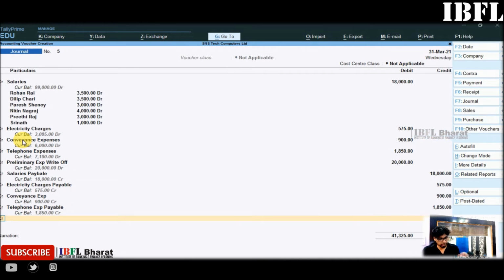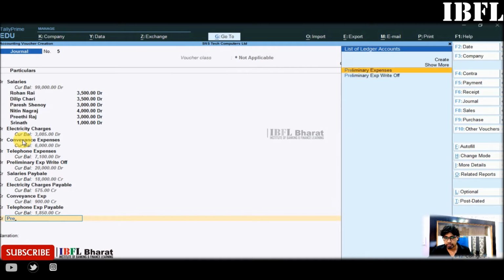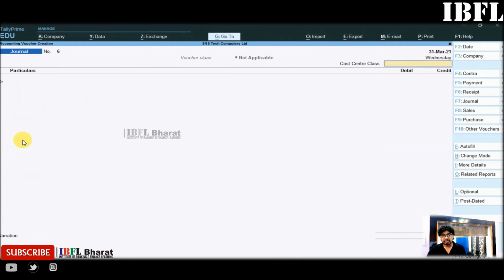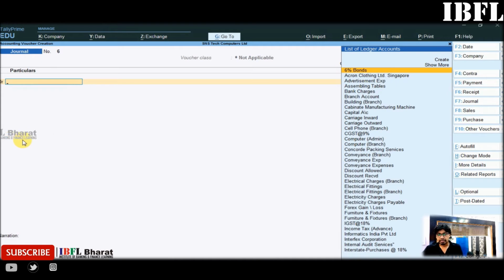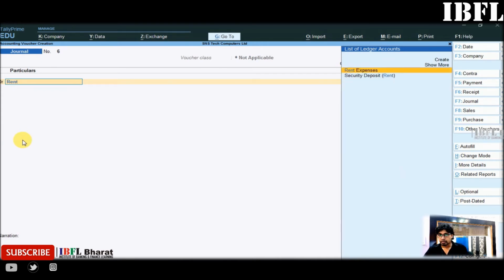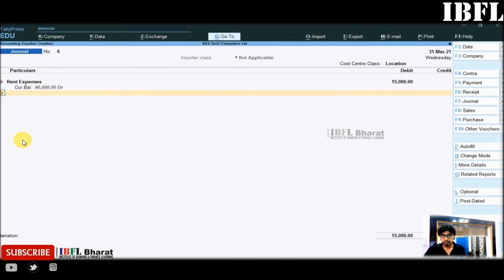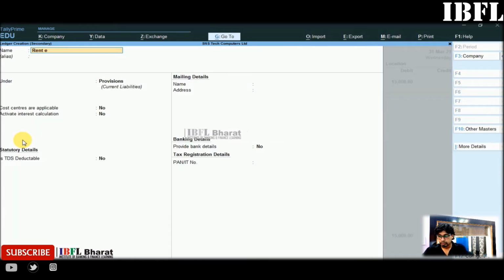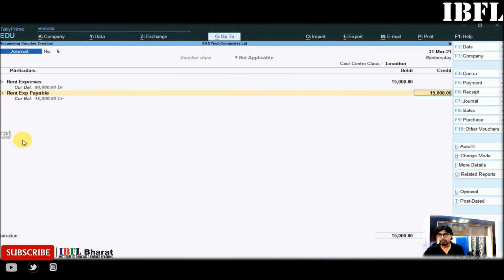And after this, preliminary expenses. As we already have the preliminary expenses ledger, we are taking it as 20,000 rupees. And the one entry left is rent. First we will prepare a rent expense ledger. It is 15,000 rupees, and it is set against a new ledger we will create, rent expenses payable account under provisions, and this will be a provisions entry.